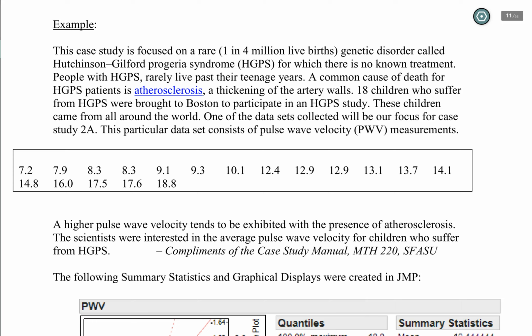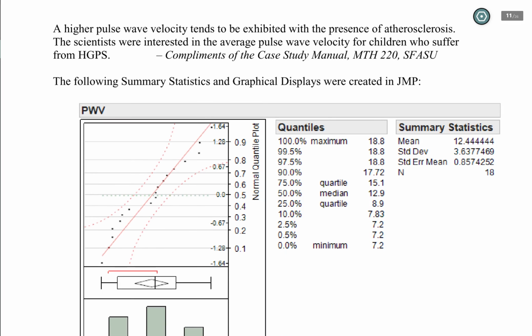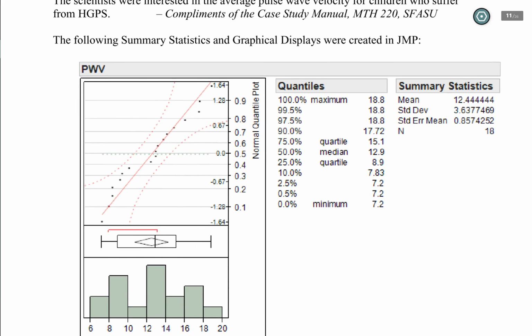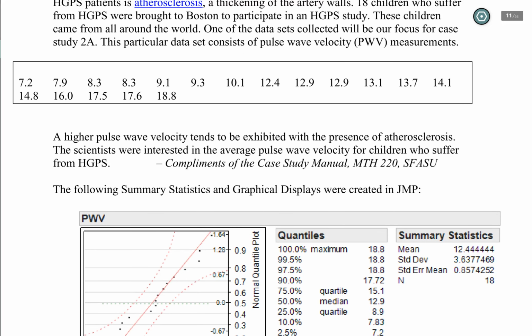And of interest, we want to estimate the average pulse wave velocity for children with HGPS, as this pulse wave velocity tells us something about the thickening of the artery walls and general cardiovascular health. So this is of interest to the researchers, and statistics can play a role here. Here's the data. There's 18 data points from 7.2 all the way up to 18.8. You can see the data is ordered.